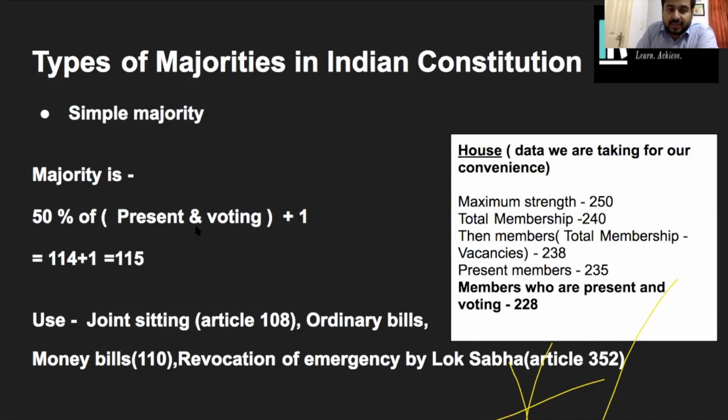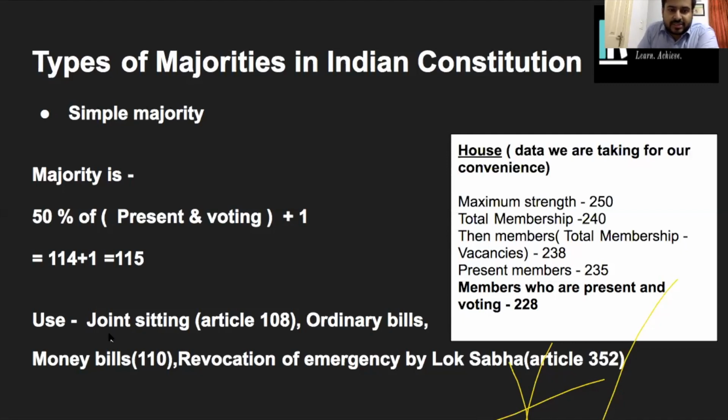ये use कहाँ होती है? बाकी मेजोरिटीज के अलावा जो भी जगह बचती है वहां पर सिंपल मेजोरिटी यूज होती है. इट मींस आपको सिंपल मेजोरिटी कहां यूज होती है ये नहीं याद रखना है, आपको बस बाकी मेजोरिटीज कहां यूज होती है वो याद रखना है. उसके अलावा बाय डिफॉल्ट इट इज सिंपल मेजोरिटी.